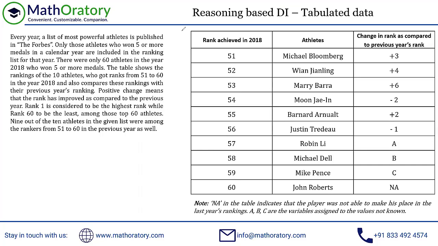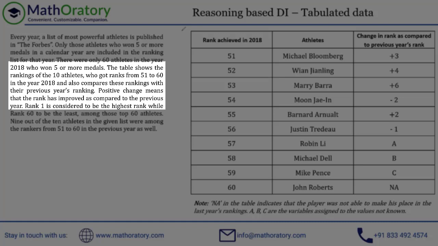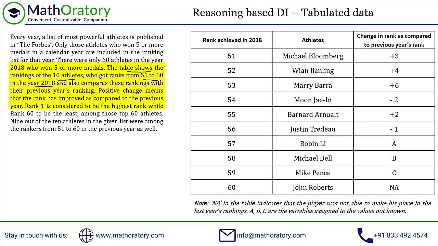Let me just draw your attention to the important part of the premise. So this is the part that you should be focusing more on. It says the table shows the rankings of 10 athletes who got ranked from 51 to 60 in the year 2018. So that is mentioned in the table if you notice here. So the ranks of these 10 people are mentioned. That is also in order, by the way, and it also compares these rankings with their previous year's ranking, right? So this is being compared with the previous year, that is 2017.